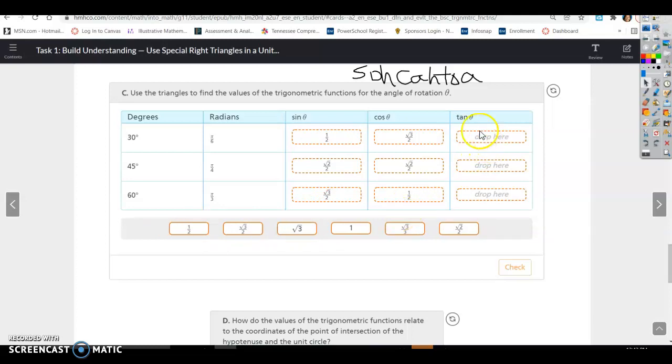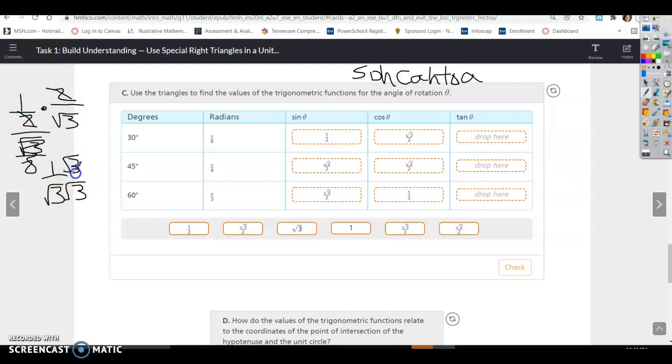Okay. And then our tangent is opposite over adjacent. So I'm looking at my 30-degree angle. Opposite is 1/2 over adjacent is square root of 3 over 2. All right, so dividing a fraction by a fraction means I can multiply by the reciprocal. So that means the 2's cancel, and I have 1 over square root of 3. Rationalize the denominator, I get square root of 3 over 3. So my tangent's going to be square root of 3 over 3.